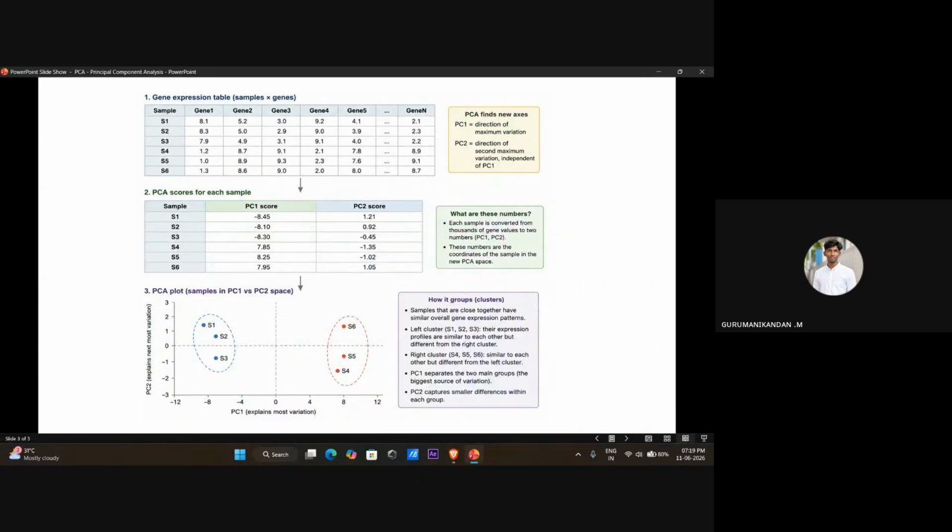Here in the graph, S1, S2, S3 are presented on the left, which is differentiated by PC1, and by PC2, S1 and S2 are in the upper phase, and in the lower phase S3 and S5, S4 are differentiated.